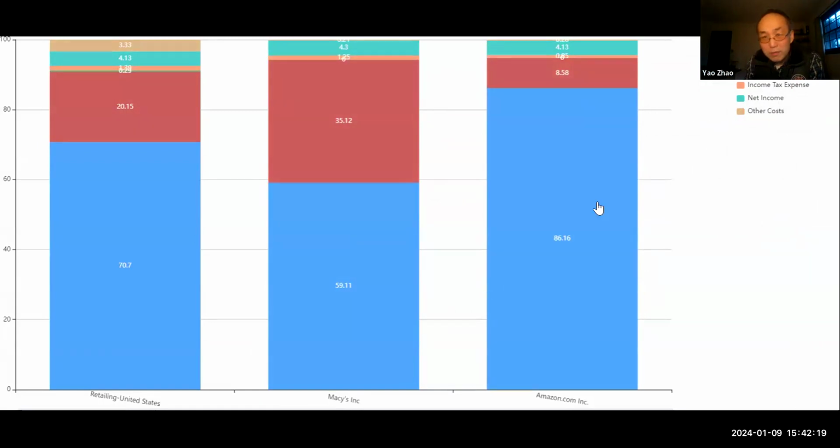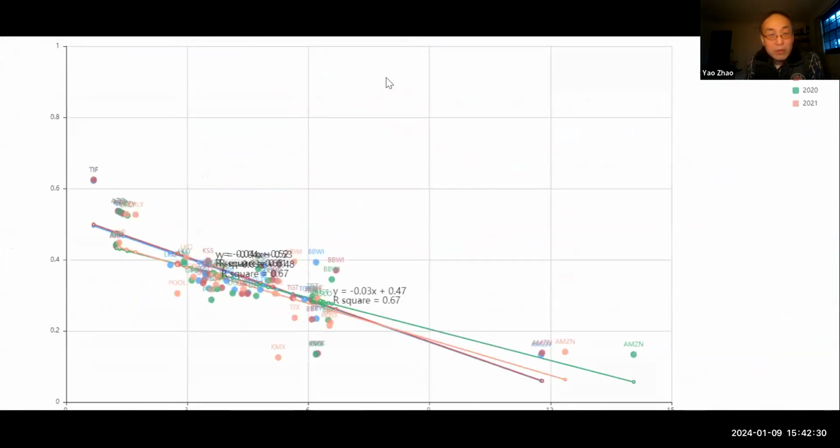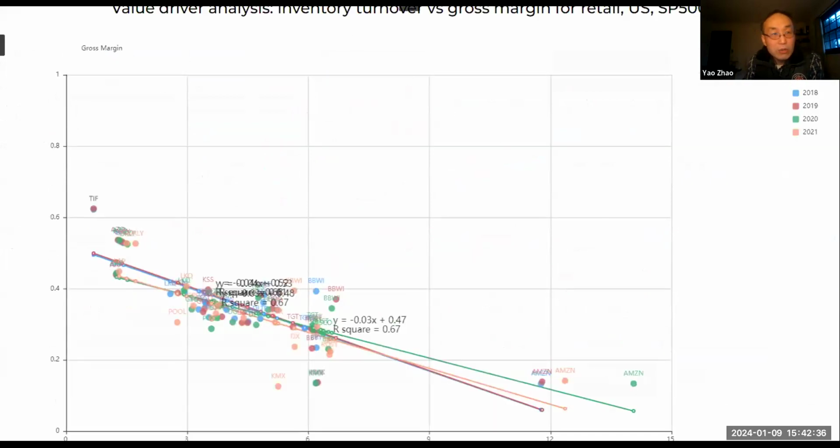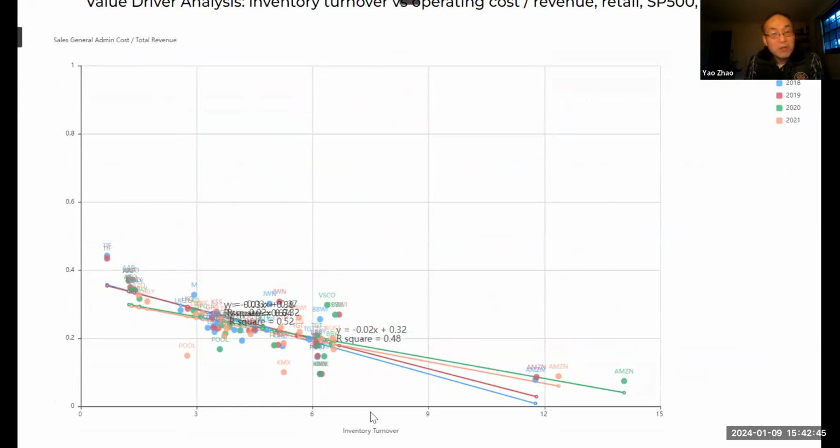Right. So what drives the SG&A cost? So to see this, we have to do a data analysis to find out. Just bear with me. So here we go. So we did a value driver analysis between inventory turnover, which is the x-axis, and, oh no, here's gross margin. I'm sorry. So okay, between inventory turnover and the sales general administrative cost over total revenue. So we're looking at specifically the operating cost portion of the total revenue. We'll find out. There we go.